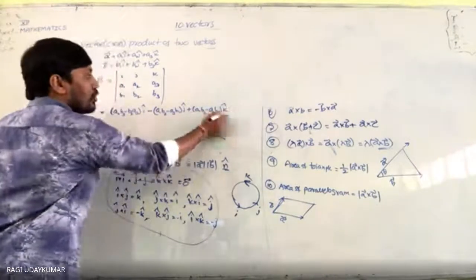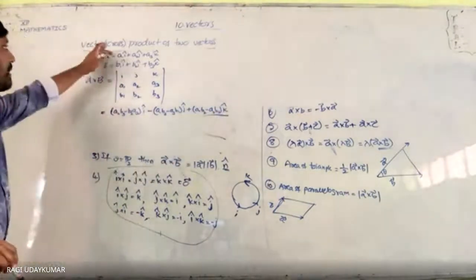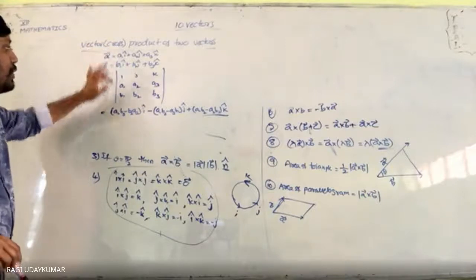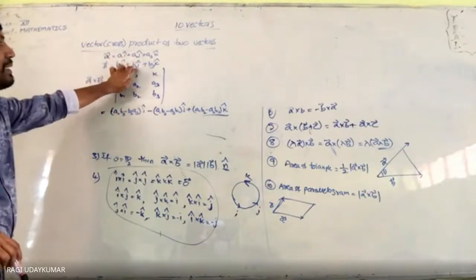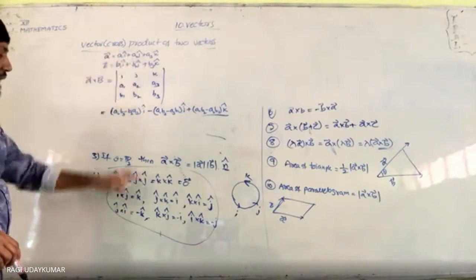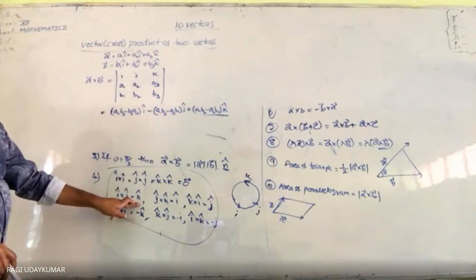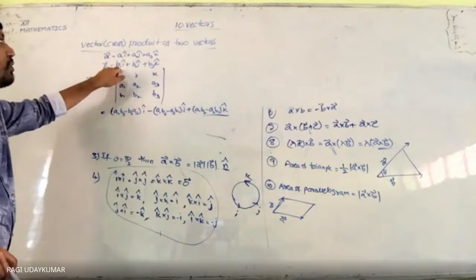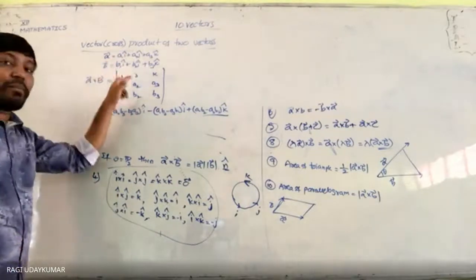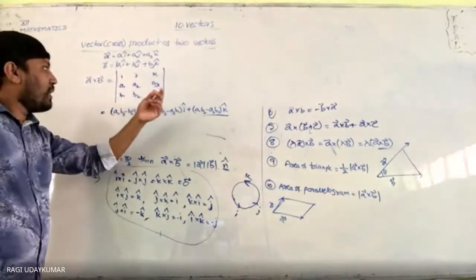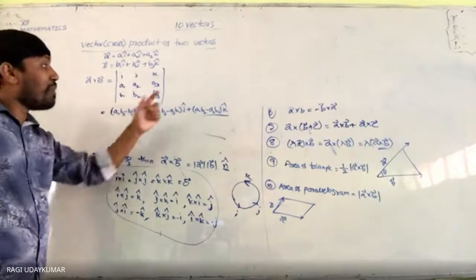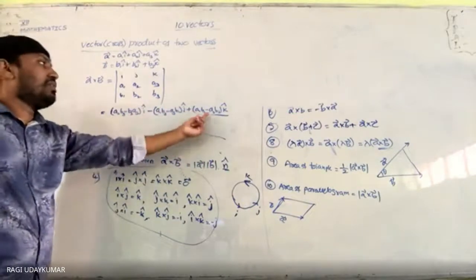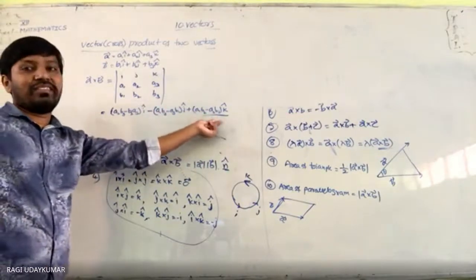This is what I told you first. When you multiply these two, 0. This one with this, a1 b2 k cap. When you multiply these two, a2 b1 minus k cap. So minus a2 b1 k cap you will get. So a1 b2 minus a2 b1.